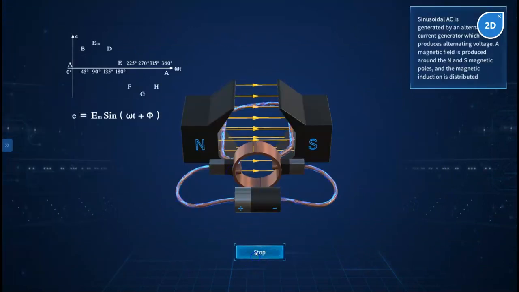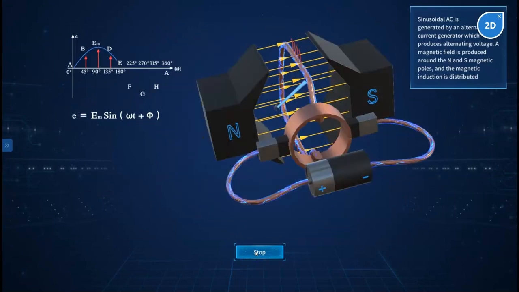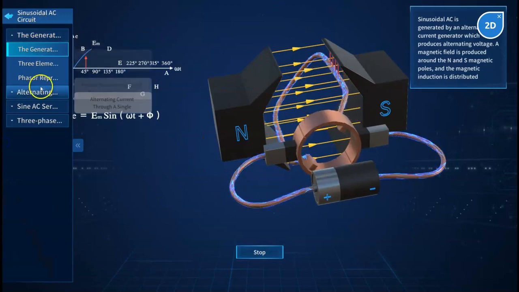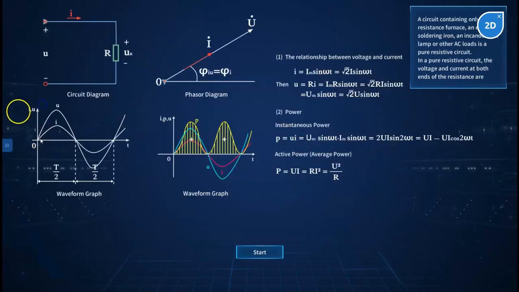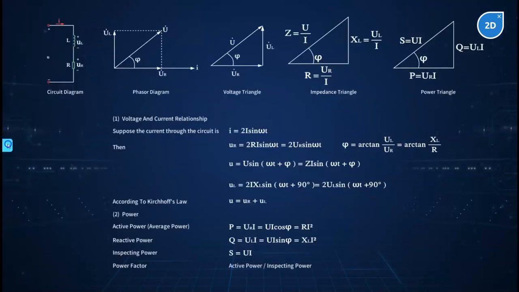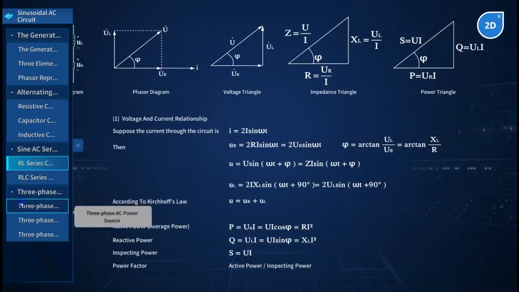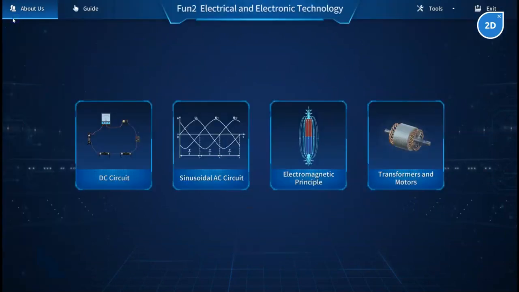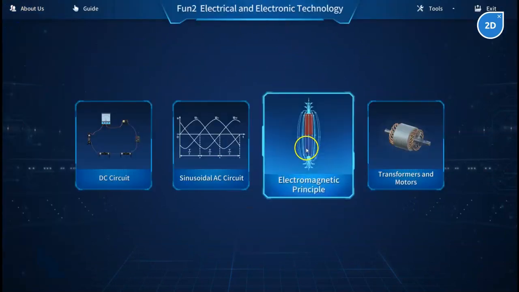The sinusoidal AC circuit has an overview and formulas associated to the sinusoidal AC circuit, including the generation of sinusoidal AC alternating current through a single sine AC series circuit and three-phase AC circuit.